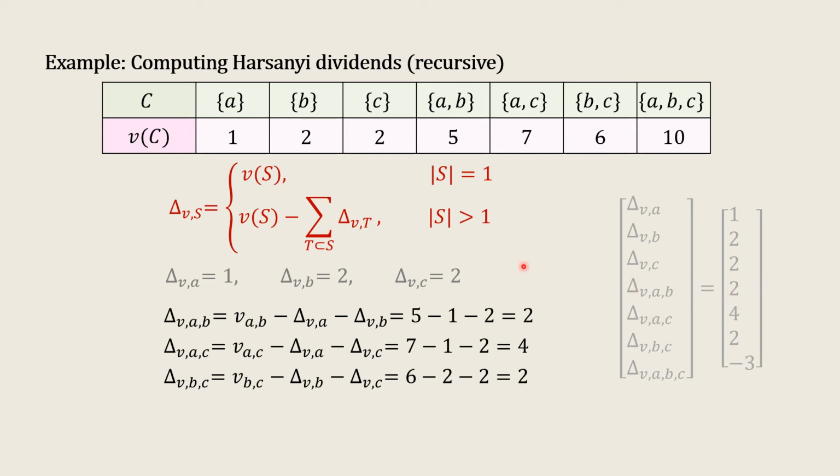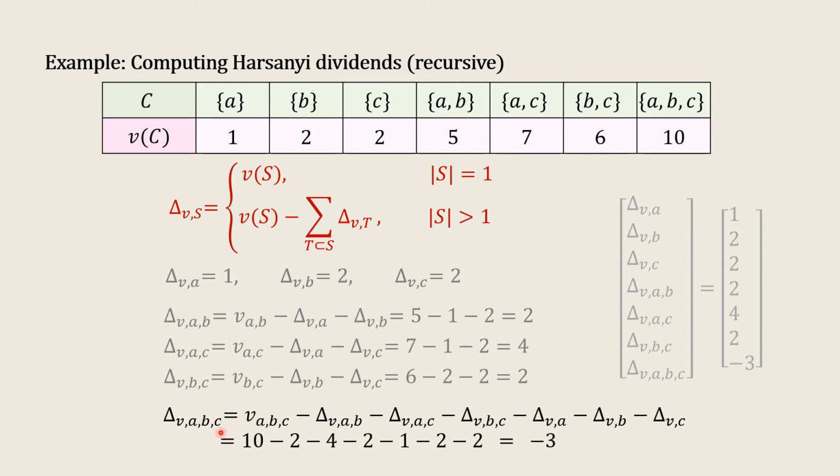this here. And likewise, delta AC is equal to value of AC minus, what are the subsets of AC? A and C. Plugging in the numerical values, we get 4. And for delta BC, we again get 2 here. So this verifies the deltas of all subsets S of cardinality 2.